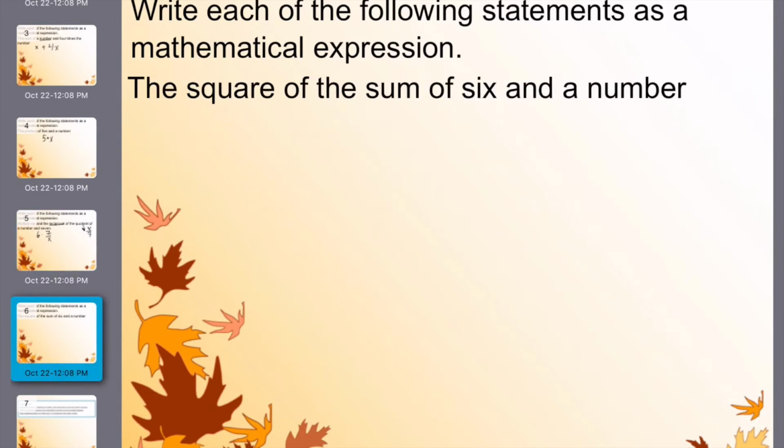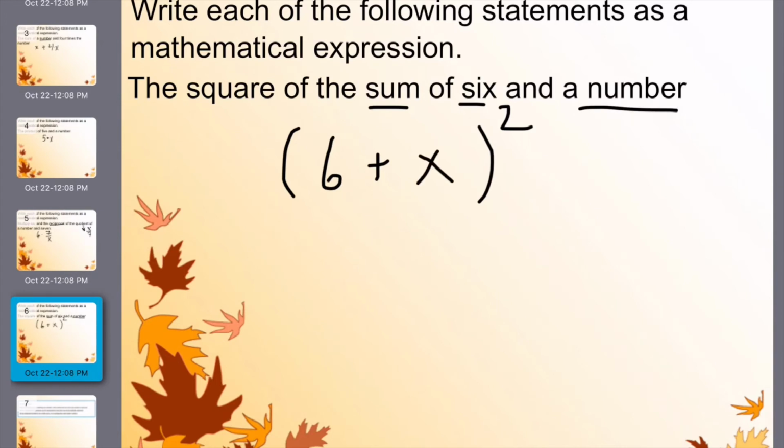The square of the sum. I know it's going to be a quantity squared of the sum, so it's addition of 6 and a number, which is x. When it says the square of, that means a certain quantity is being multiplied by itself 2 times. That's how I was able to put the parentheses. I put my 2 on the outside, and then it's 6 plus x, the sum of 6 and a number, inside of those parentheses.